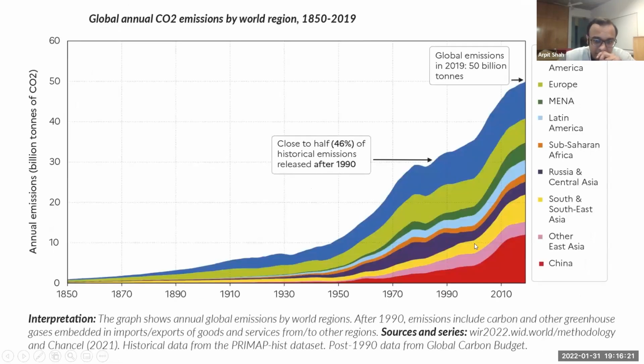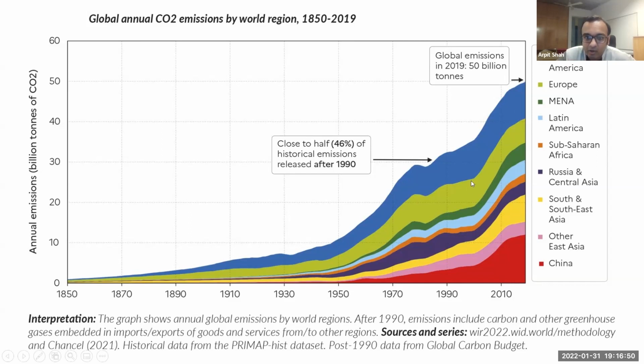This kind of graph shows you historically how emissions have grown for different regions. I think there are 2 or 3 main points from this graph. If you look at how emissions have grown, almost half of global emissions historically have occurred in the last 30 years. If you look at the entire emissions since 1850, half of them have occurred after 1990, because emissions are growing so rapidly.